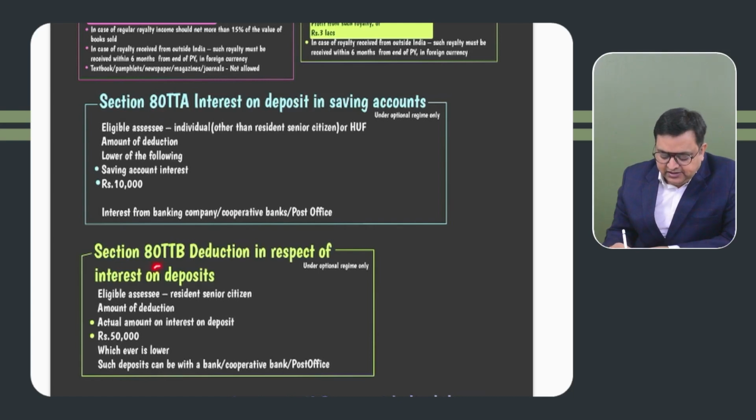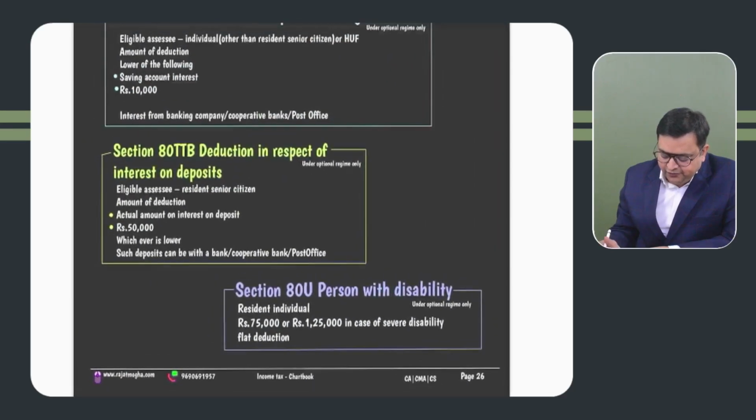But 80TTB is only for resident senior citizens. And if the person is a resident senior citizen, 80TTA is not available, 80TTB is available. What is the maximum amount of deduction? The amount of interest which we are receiving. This interest can be bank interest, saving bank account interest, fixed deposit or other deposits, other banking interest which you are getting from a bank, post office, or cooperative bank, or rupees 50,000, whichever is lower, only for resident senior citizens. And if the person is a resident senior citizen, they will not get 80TTA, they will only get 80TTB, right?